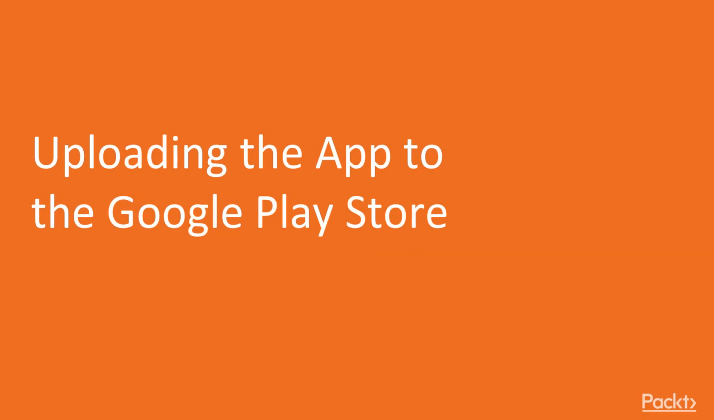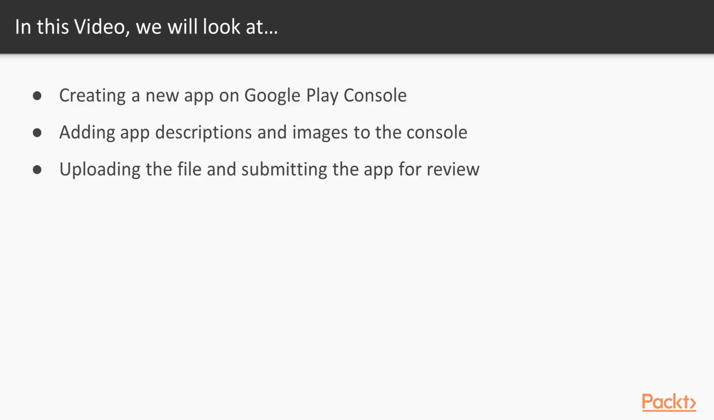In this lesson, we are going to learn how we can upload the application to Google Play Store and submit it for review. We'll start by learning how we can create a new application on the Google Play console, and then we'll add the app description and images for our application. Finally, we'll upload the APK file that we had created in the last lesson and submit the application for review.